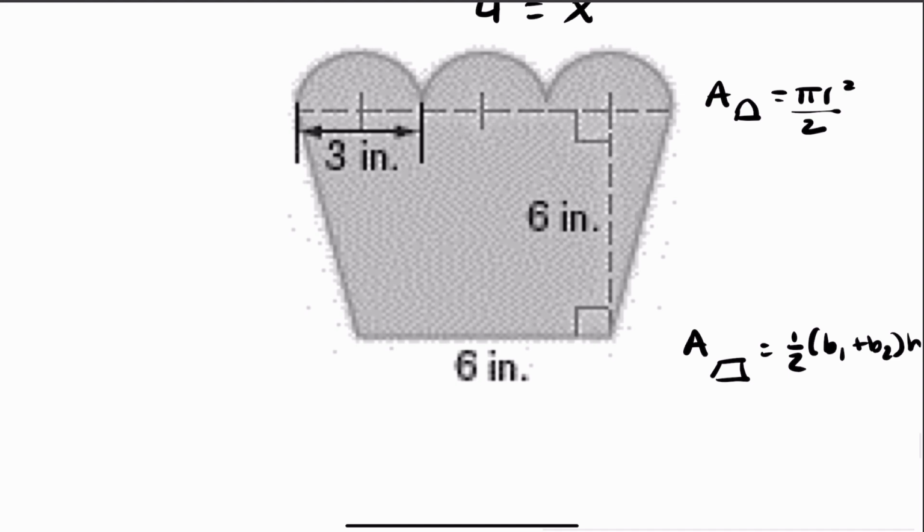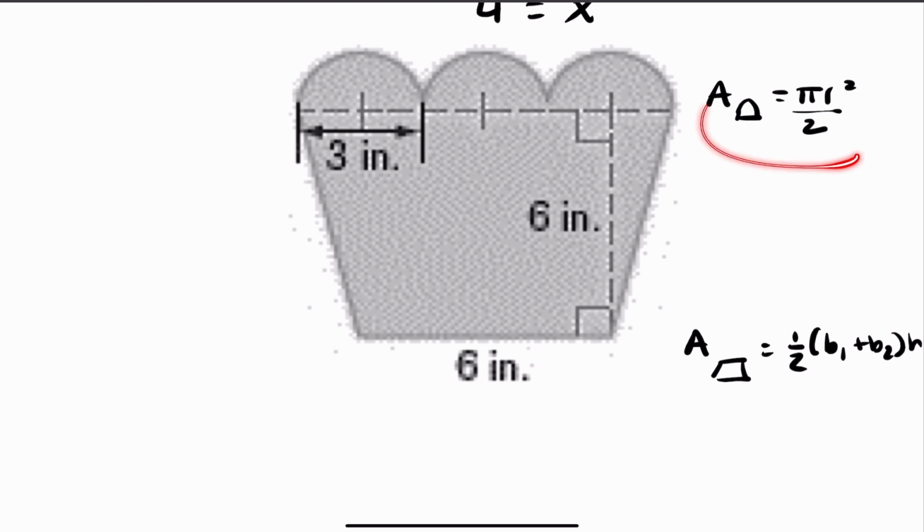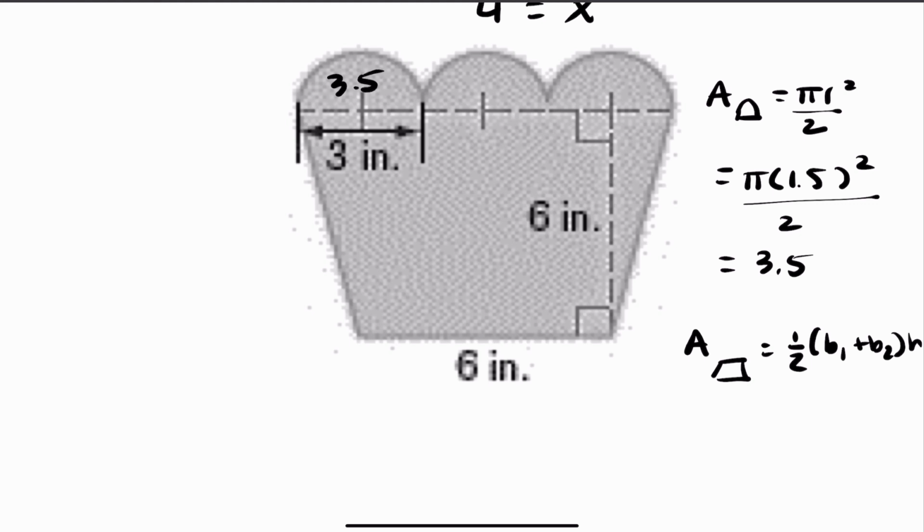All right, so let's go ahead and figure out the area of the semicircle. What's the radius of this one semicircle here? It's going to be 1.5. So it's pi times 1.5, quantity squared, divide by 2. And if I actually put this into my calculator, like exactly this, you're going to get 3.5. That's the area of the semicircle, right?